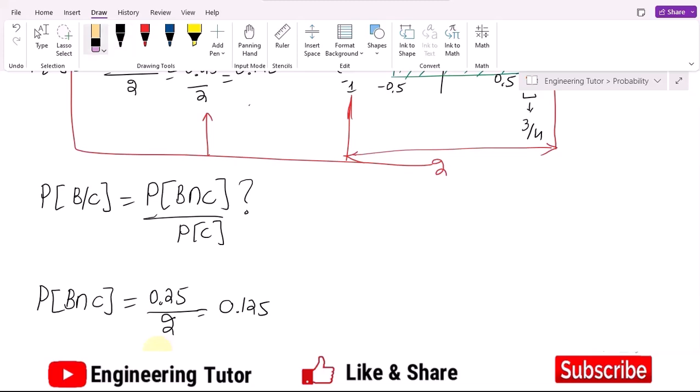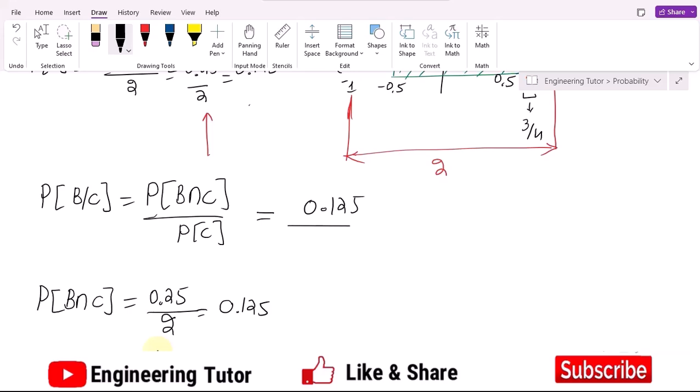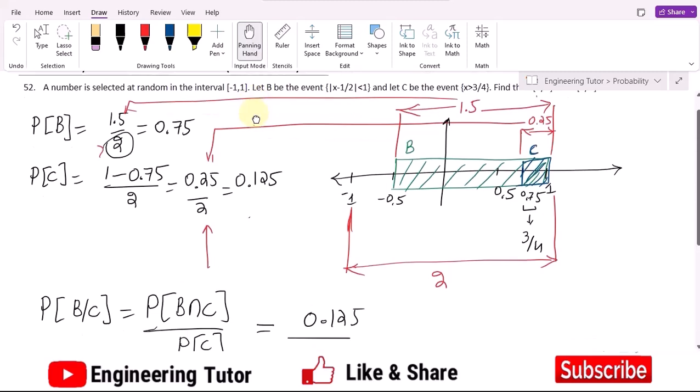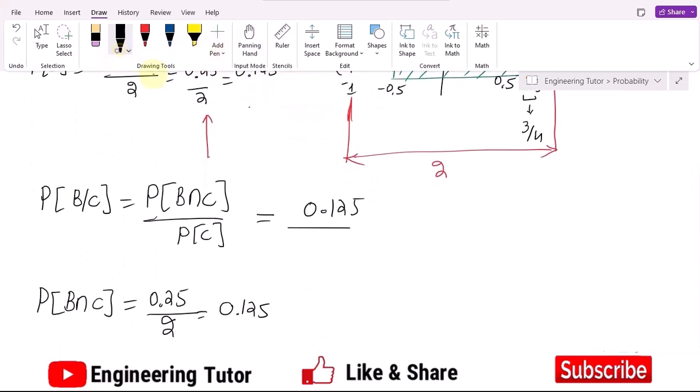Okay. So, now in order to find the probability of B given C, the probability of B intersection C is given. That is 0.125, while the probability of C is how much? That is already calculated, and that is also 0.125. So, writing 0.125 over 0.125, what will I get? I will get 1.